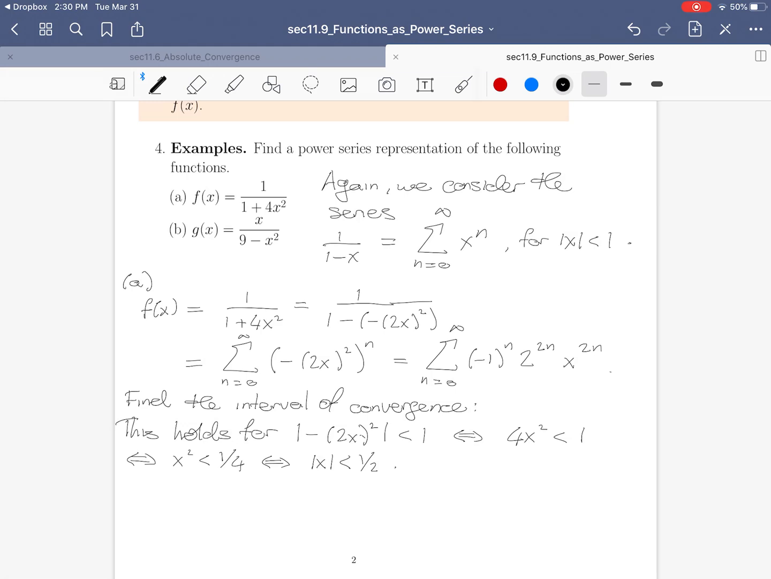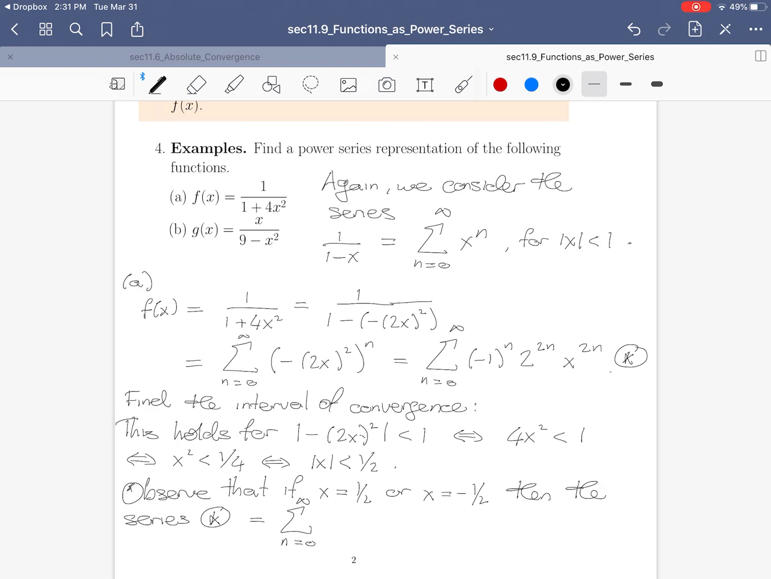To find the interval itself, we need to show that this is exactly the interval. So let's observe that if x is equal to 1/2 or x is equal to negative 1/2, then the series, and I should have labeled it, so let's give it a label star here. Well, because this involves powers of x to the 2n, if I have either plus 1/2 or negative 1/2 to the 2n, that will cancel with my 2 to the 2n, so this is just negative 1 to the n. And this series does not converge.